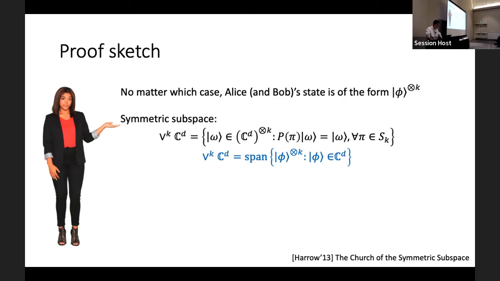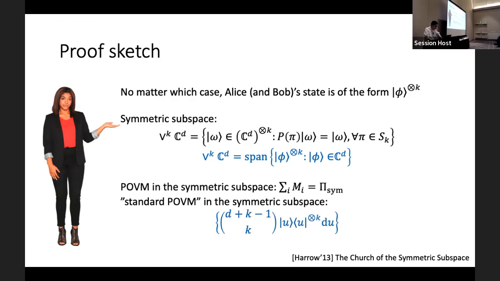So to understand what Alice and Bob can do on their states, we need to characterize the kind of measurements we can do in the symmetric subspace. So a POVM in the symmetric subspace is basically a set of positive operators that sums to Pi sym, where Pi sym is the projection onto the symmetric subspace.